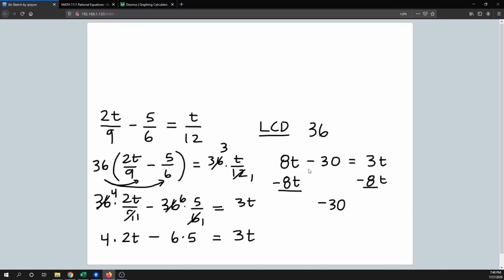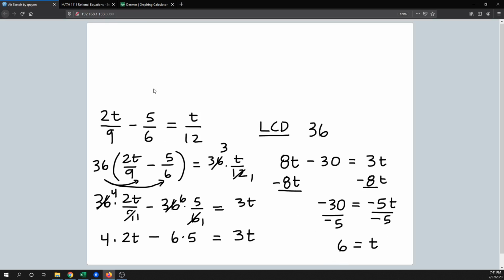All right, so over on the left side I have 8t minus 8t, that's 0t, which I'm not going to write. I have minus 30. And then I have 3t minus 8t, that is negative 5t. Okay, and then I'm going to divide both sides by negative 5. And I come up with 6 equals t. Right? All right, and that is the answer for this one.